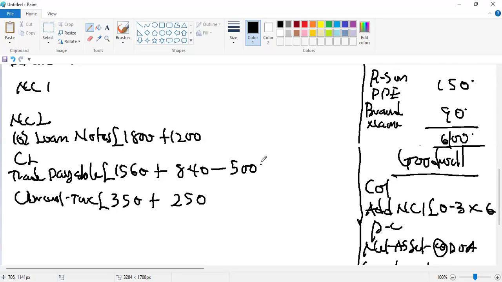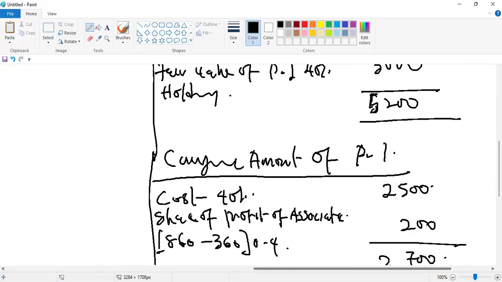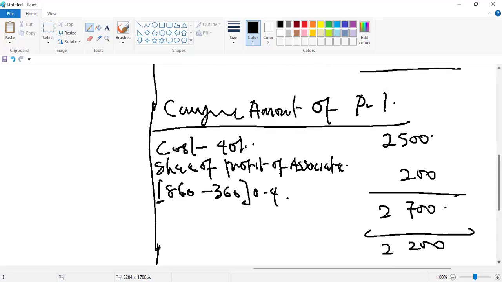As at 31st March 2019, equity investment in Lowland. You see now, it's telling you the 40% equity investment. It's asking us what is the value of the equity investment in Lowland. This is the first requirement. The carrying amount is the value.